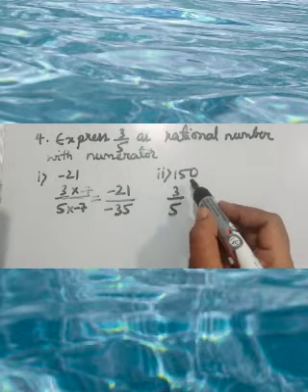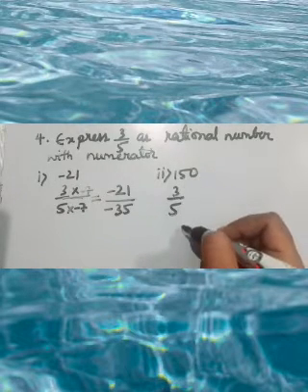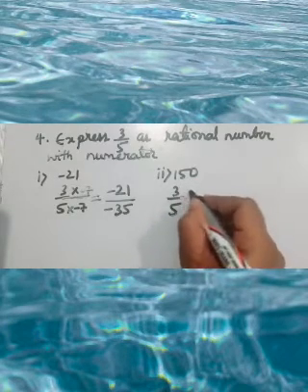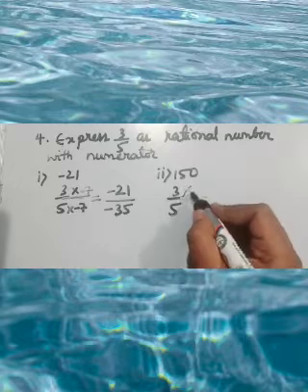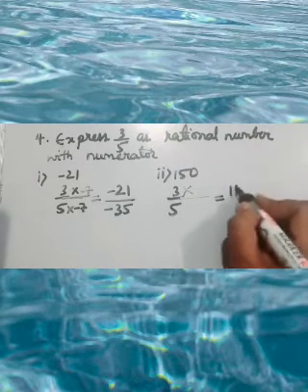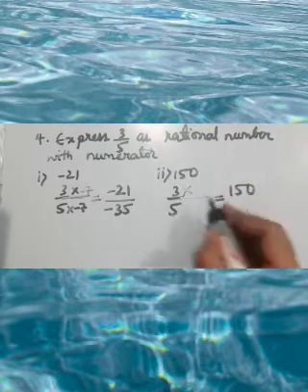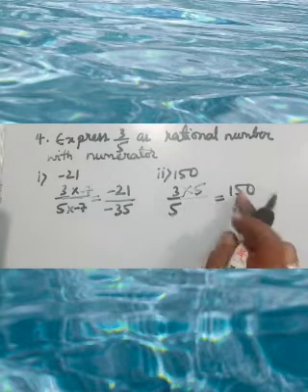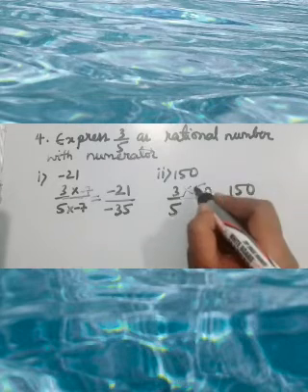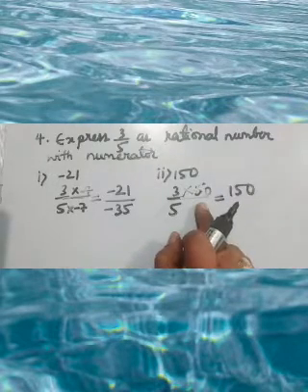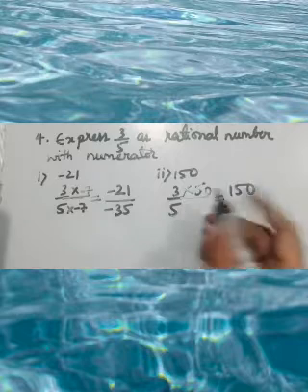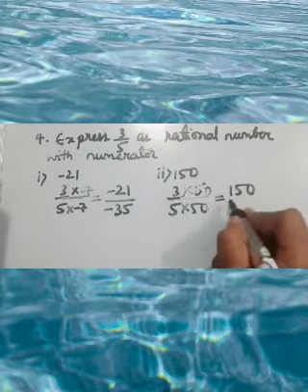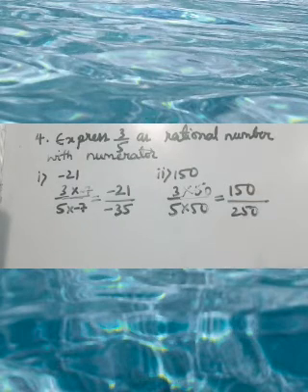Children, next one is, we have to express the given rational number 3 by 5 with the numerator 150. So what we do here, with what number if you multiply the numerator 3, you get 150? You have to find out. That is, 3 how many times is 150? 3 5s are 15, 0 as it is. So if you multiply 50 in the numerator, you get 150. I will multiply 50 in the denominator. 50 into 5 is 250.